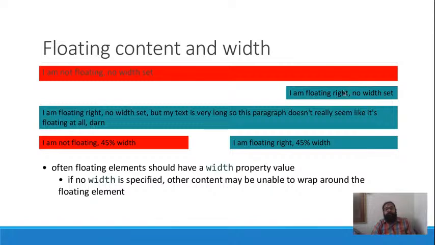Okay, so the second one has no width set, but it is just floating, because the fourth one, the blue one, has a width set to be 45%. Though the text is smaller than the size of the box, it has still created some empty spaces. So often floating elements should have a width property value.